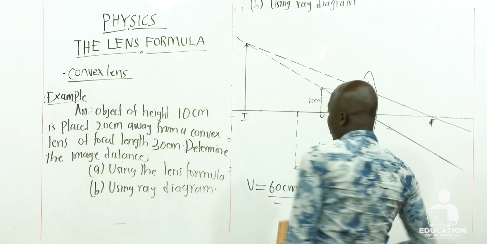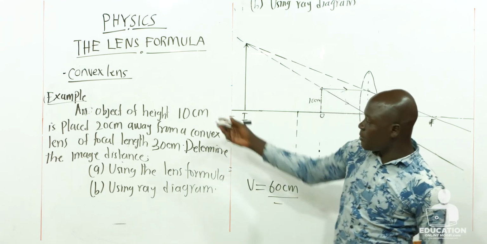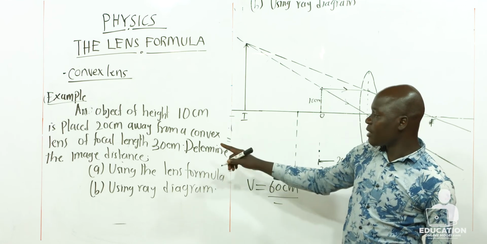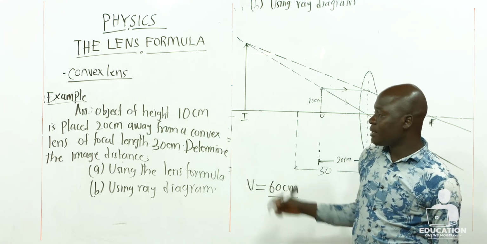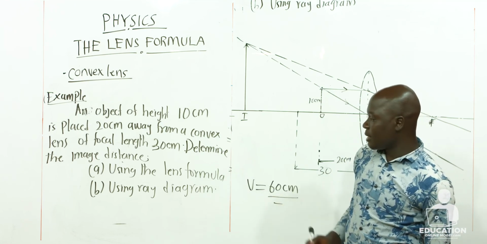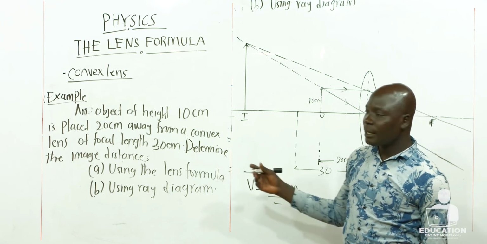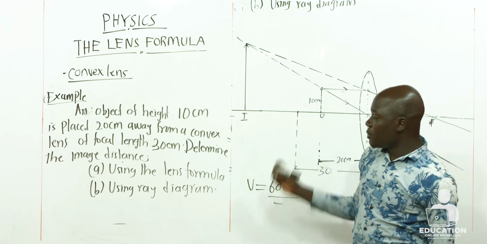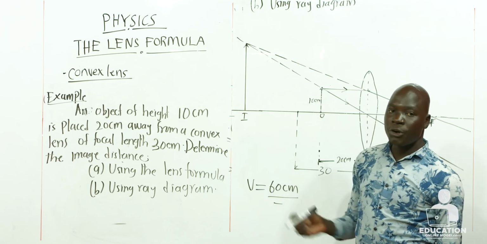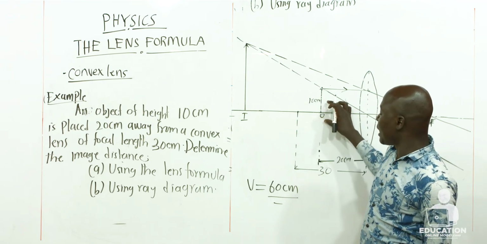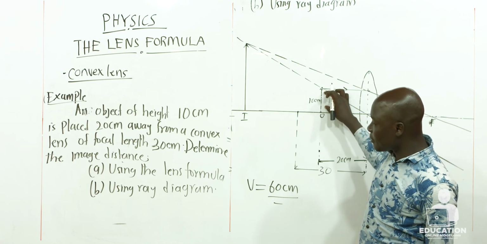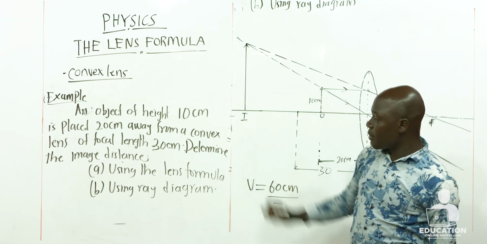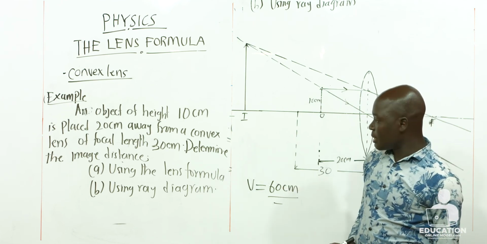So dear learners, when you are asked a question like this, an object of height 10 centimeters is placed 20 centimeters away from a convex lens of focal length 30 centimeters. Determine the image distance. The A part says using the lens formula, so you have to apply the lens formula to get the image distance. Then the B part is asking you to get it using the ray diagram. With the ray diagram, we draw it to scale, meaning we measure the actual values which are given. We measure the height of the object, the focal length, and the object distance as they are given.